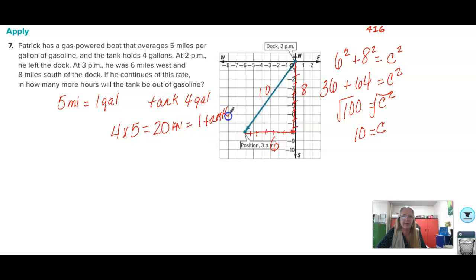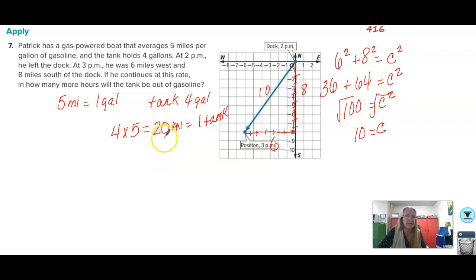So if he has a tank and after 1 hour he has gone 10 miles, okay, it wants to know how many more hours until he runs out of gas. Well, he only traveled 1 hour and got 10 miles, and he can only go 20 miles on a tank. So how many more hours can he go before he runs out of gas? He can only go 1 more hour.